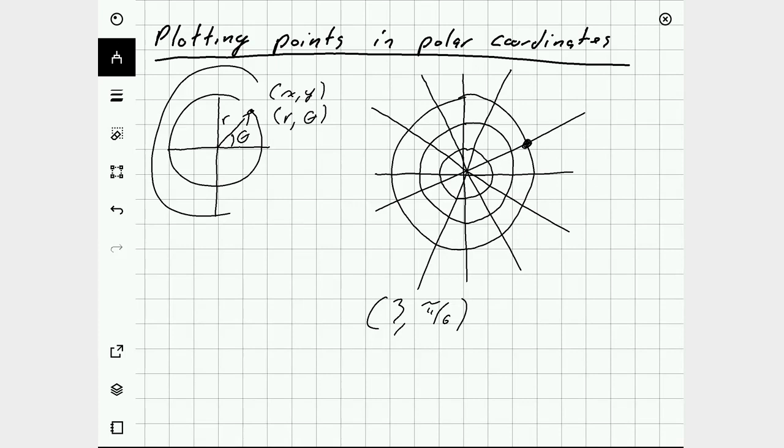I can also look at points that are defined with negative radius, which is a little bit goofy. So if I had (negative 2, pi over 6), then I would still be on the same pi over 6 line, but instead of counting out in the direction of pi over 6, I count away and get a point something like that.